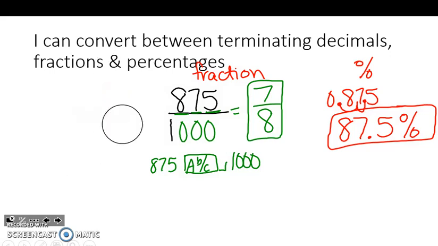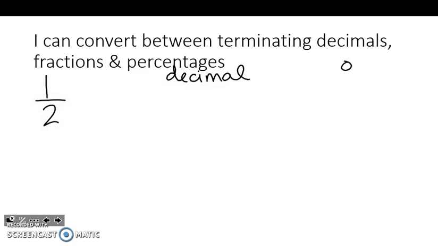All right, let's do another one. All right, this time I'm going to give you a fraction to start off with, which means we need the decimal and we need the percent. Okay, so when you're given a fraction, the easiest thing to come up with is the decimal. Guys, we've been doing that for the last couple days. All right, all you have to do whenever you want to look at the decimal of a fraction is you divide. So you take the top number divided by the bottom, so 1 divided by 2, and you get 0.5.